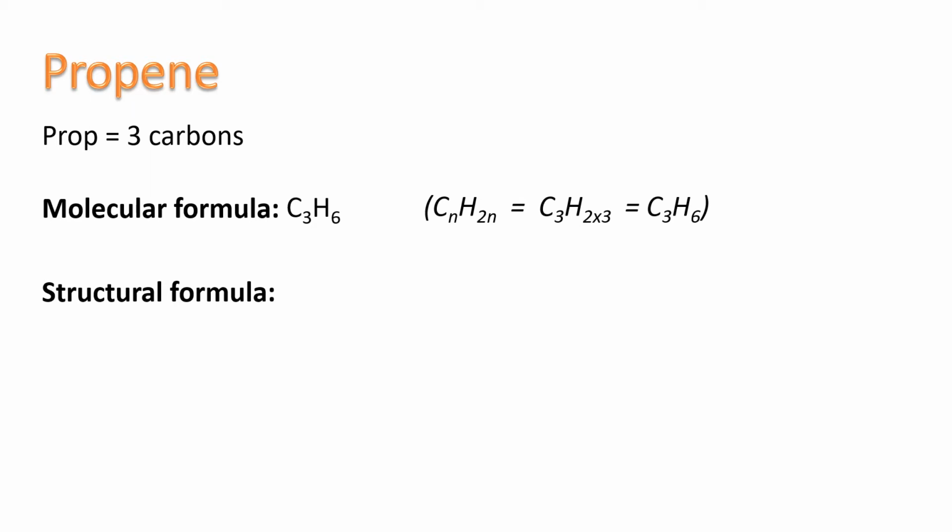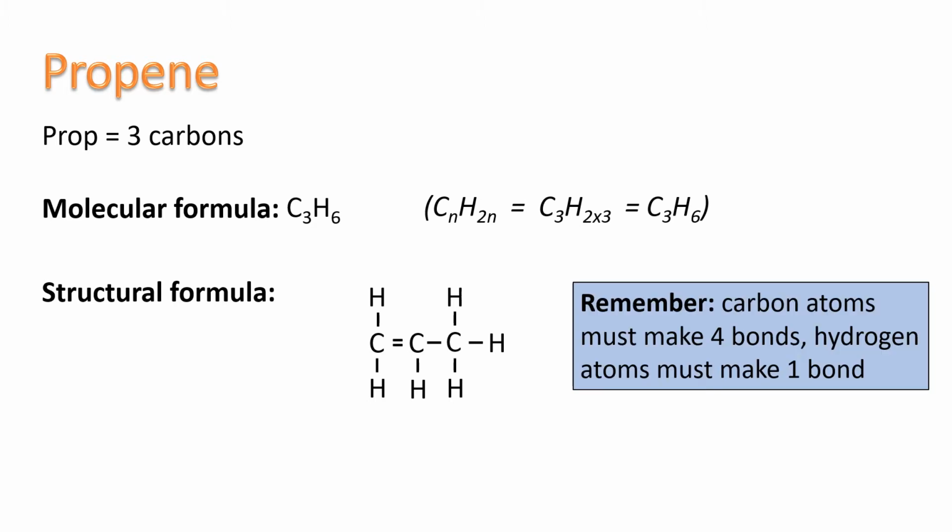Now on to our structural formula. Remember, we always start with our carbon chain first. So propene has 3 carbons, and there needs to be 1 carbon-to-carbon double bond. So between 2 of the carbons there'll be a double bond, between the other 2 there'll just be a single bond. Then we fill in the remainder places with hydrogens, remembering that carbon makes 4 bonds and hydrogen makes 1 bond. So you just need to count and make sure that every carbon has 4 bonds around it.